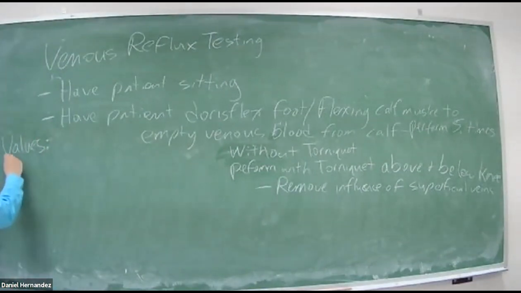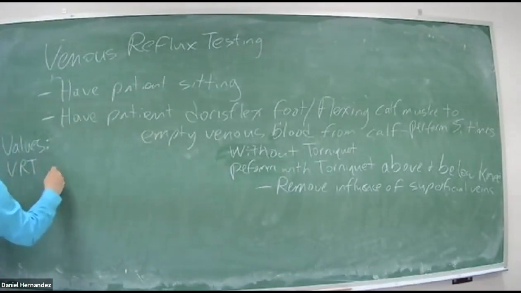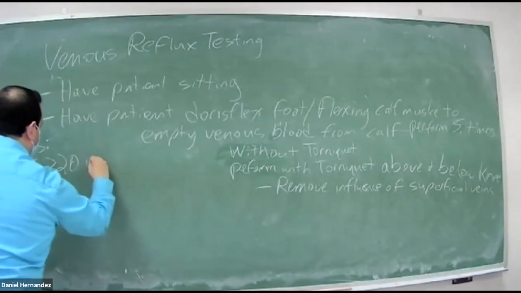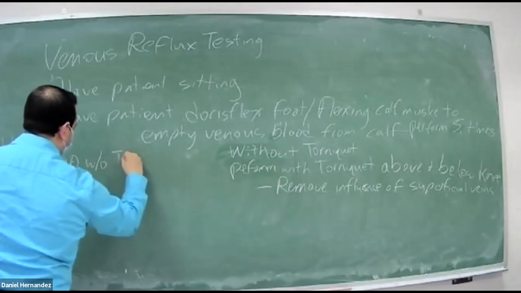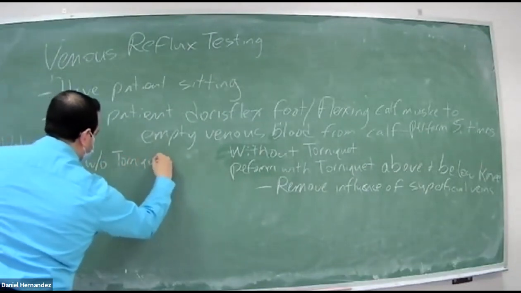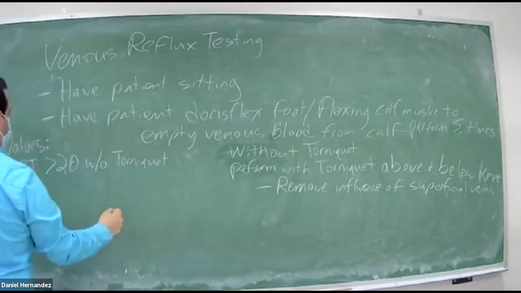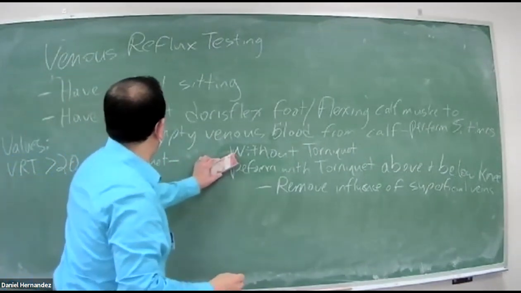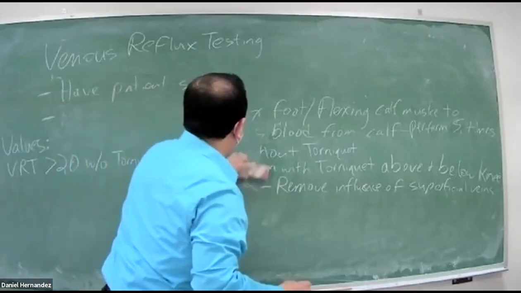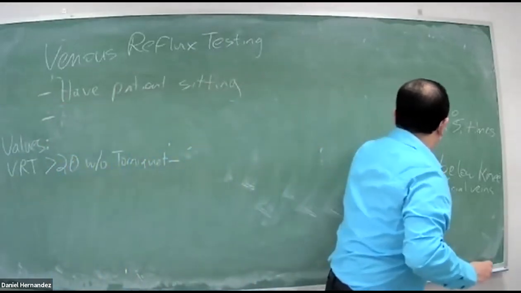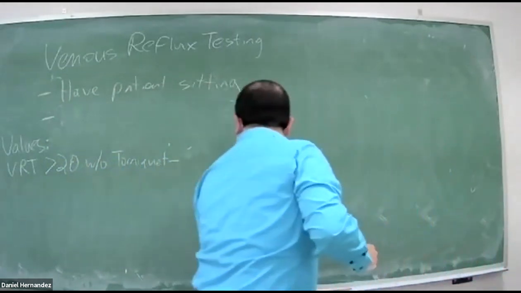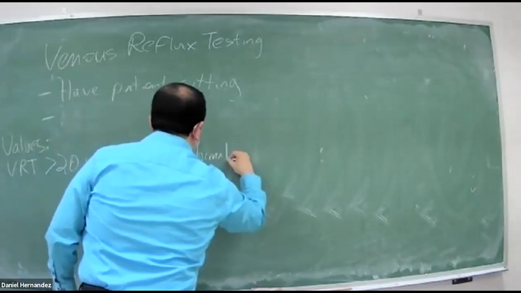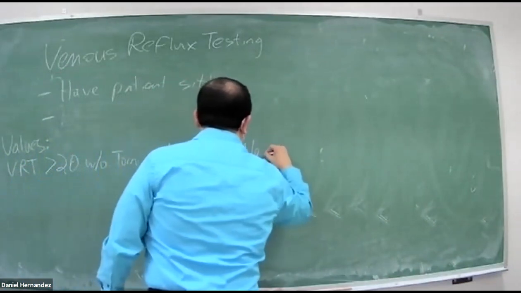So values. So VRT that is greater than 20 seconds without tourniquet is normal, no reflux.